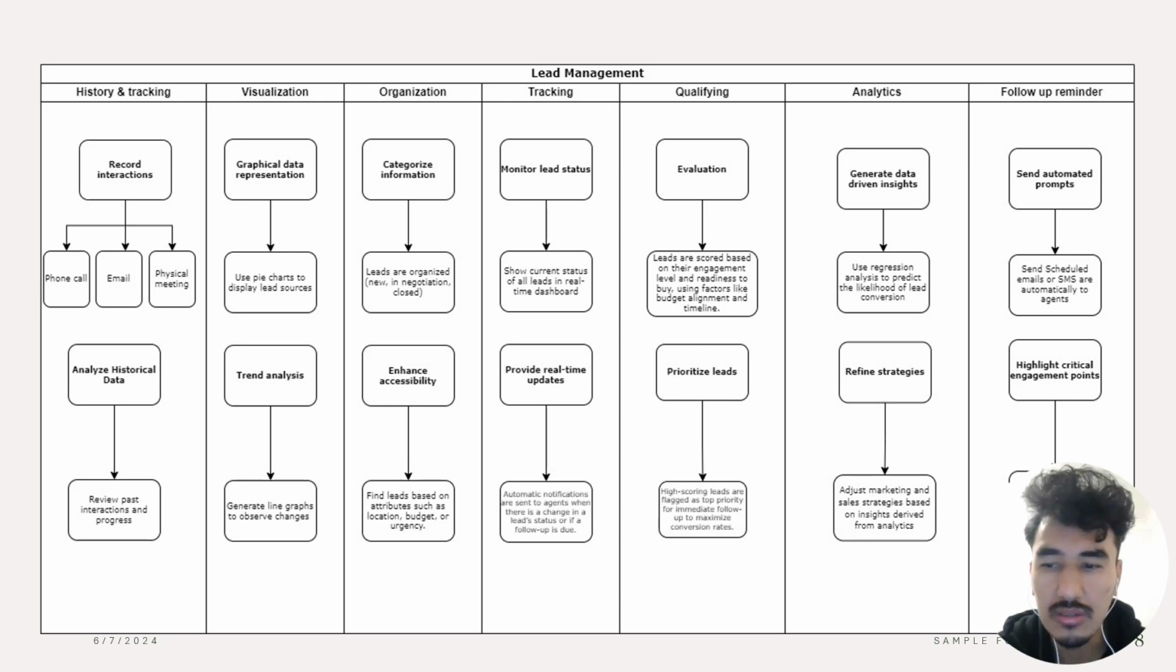Similarly, in organization, categorize information based on whether the leads are new, in negotiation, or closed, and enhance accessibility. Implement a tagging system in the CRM that allows you to quickly find leads based on attributes such as location, budget, or urgency.